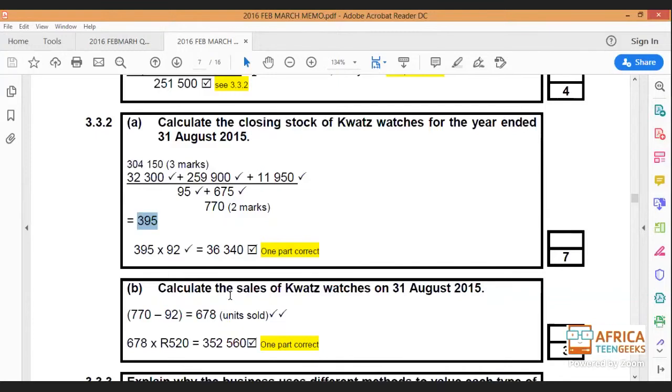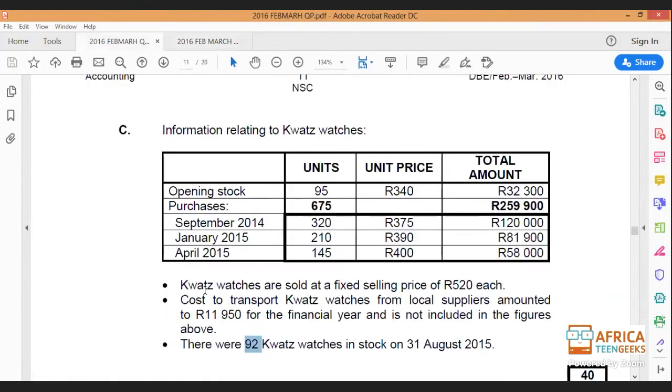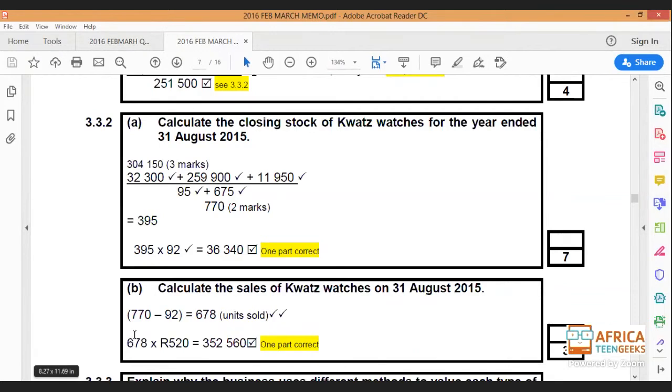Now, they wanted the sales. They did not say calculate the units sold, but they said calculate the sales of quartz watches, meaning now you take your units sold and multiply it by your selling price. And your selling price was given here in bullet number 1 that says quartz watches are sold at a fixed selling price of 520 each. Therefore, now you're going to say 678, the number of the sold quartz watches, multiplied by its selling price of 520 rands. Therefore, the sales for quartz watches is 352,560.